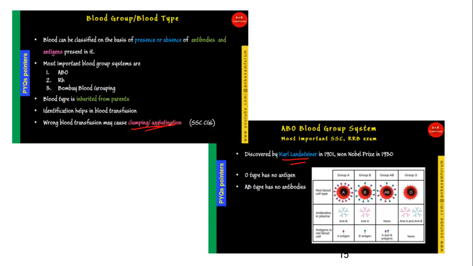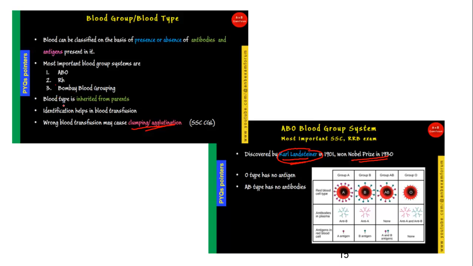clumping and agglutination. Because of this, blood may coagulate and it can lead to severe consequences, even death. This ABO blood grouping system was discovered by Carl Landsteiner, and he won the Nobel Prize in 1930 for discovering it. There are other blood grouping systems similar to ABO: Rh and Bombay blood grouping.